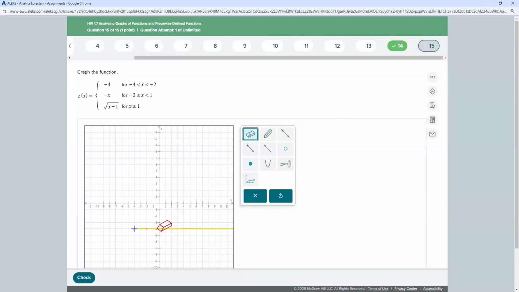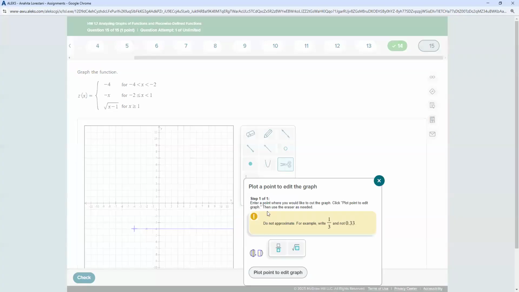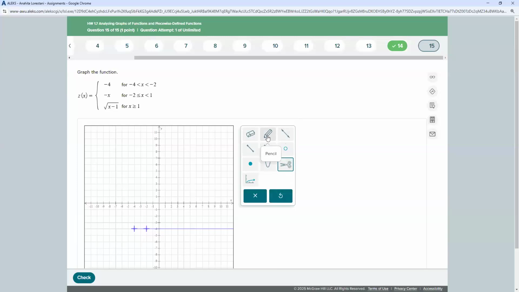Then I want to cut this end too. So I go and say cut again. It says, where do you want to cut it from? I want to cut it from -2 and -4. So then I just go to the eraser and I cut that part.